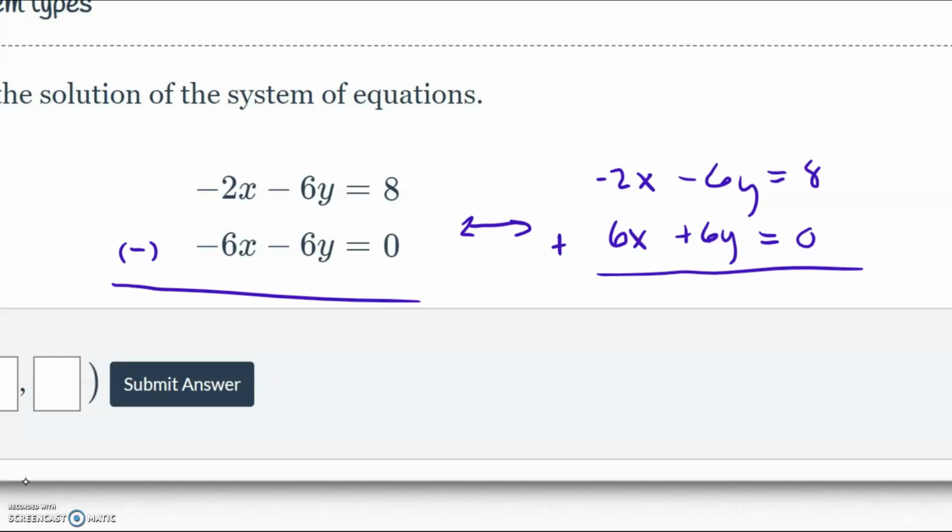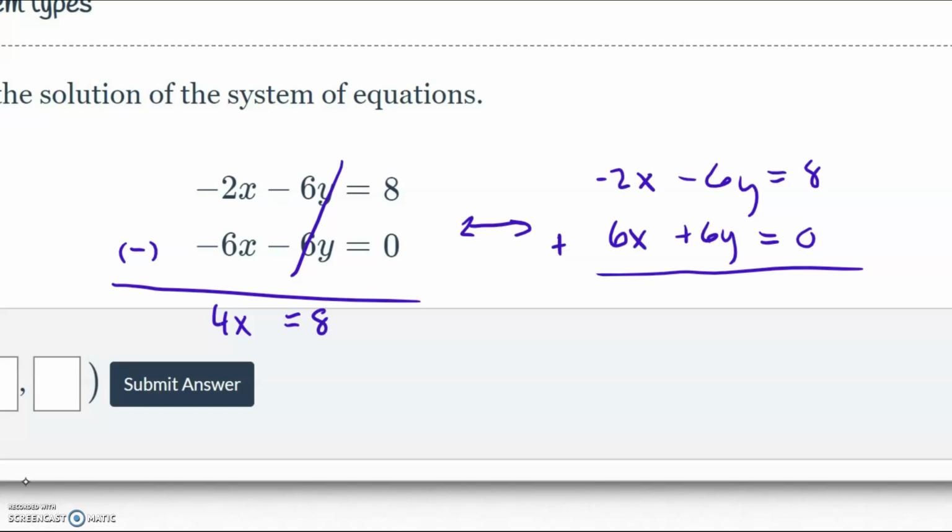So understand that. If you multiply that negative through, then you can just combine like terms and add. If you don't, then you have to go back and subtract each term. So let's see how that works. Looking at the first system, negative 2x minus negative 6x gives me 4x. Negative 6y minus negative 6y eliminates the y's. 8 minus 0 is 8.